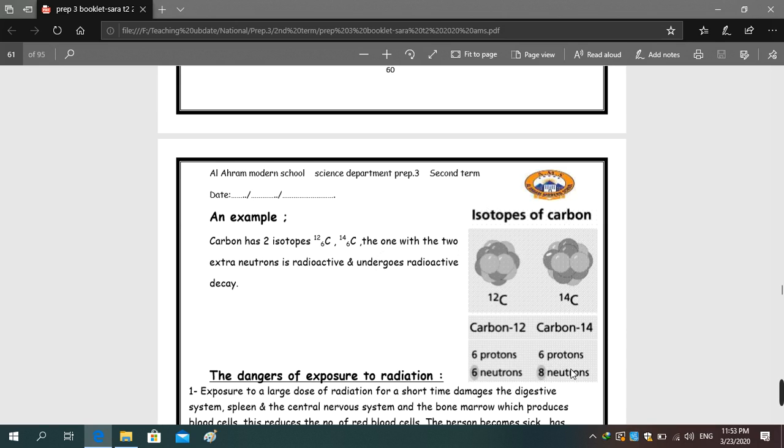As the number of neutrons increases, the radioactivity of the element will also increase. So there is a direct relation between the number of neutrons and the radioactivity of the element.